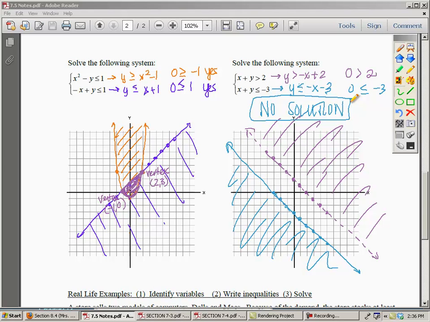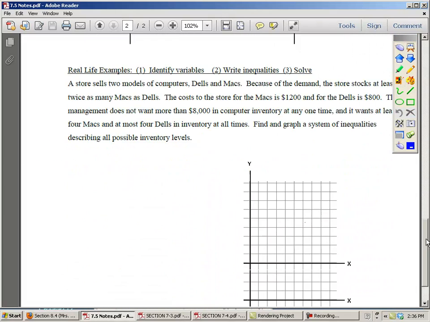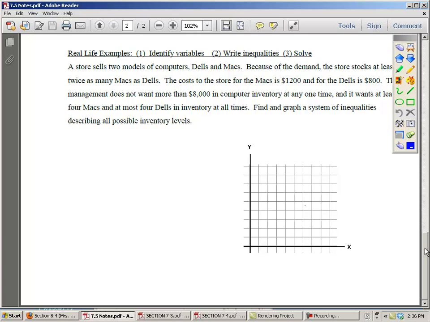Our last example is a story problem, and I'm going to slide down so that we can look at that. And then this will be it for section 7.5. Take a look. A store sells two models of computers, Dells and Macs. Because of the demand, the store stocks at least twice as many Macs as Dells. The cost to the store for the Macs is $1,200 and the Dells is $800. The management does not want more than $8,000 in computer inventory at one time, but it wants at least 4 Macs and at most 4 Dells.